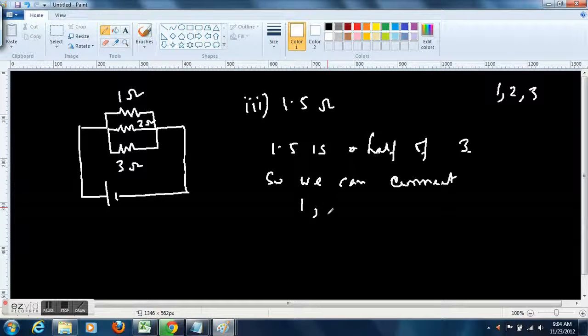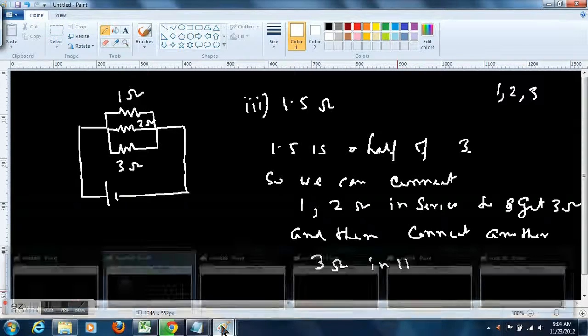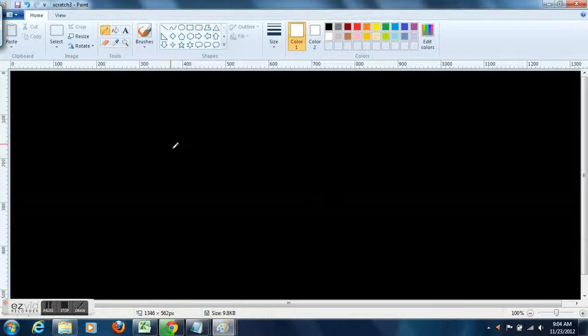So what we can do is connect 1 and 2 in series, which will give a net resistance of 3 ohm, and then with this I can connect a 3 ohm resistance in parallel. So that means now I have two 3 ohm resistances in parallel. So 1 and 2 should be in series, which gives me 3 ohm, and then with this I will connect another 3 ohm resistance in parallel. So let us see what I am talking about here.